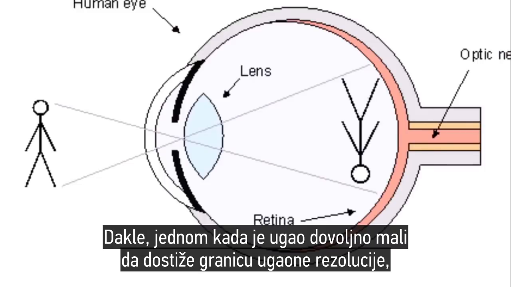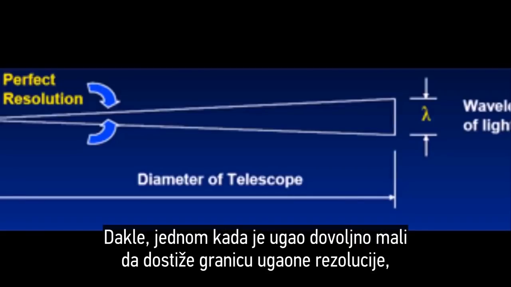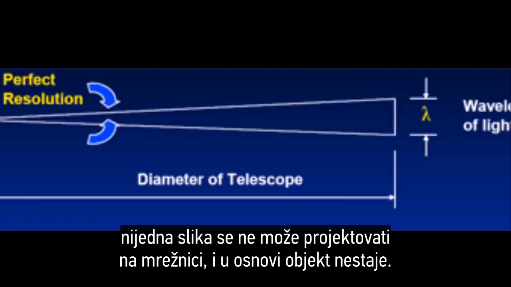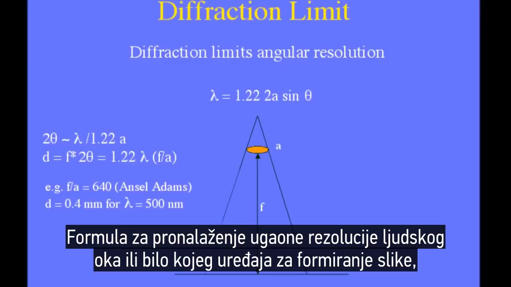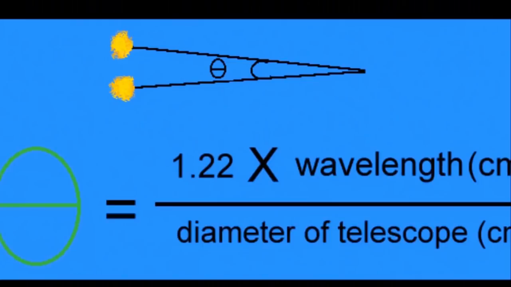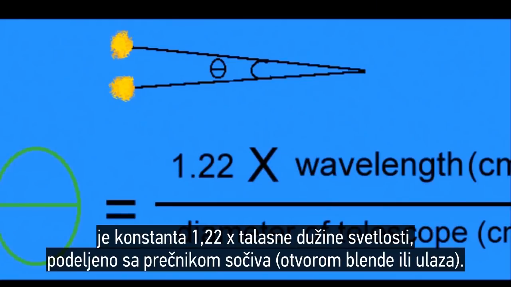So, once an angle is small enough that it reaches the angular resolution limit, no image can be resolved on the retina, and basically the object disappears. The formula to find the angular resolution of the human eye, or any image-forming device, is the constant of 1.22 times the wavelength of light divided by the diameter of the lens aperture or entrance pupil.